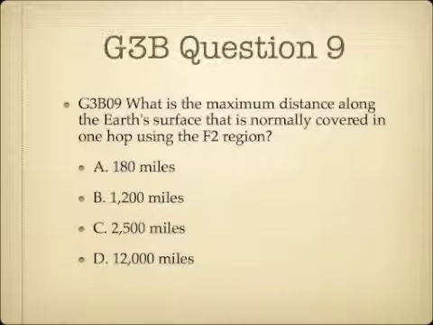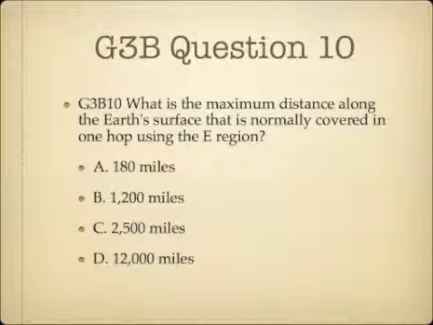Question 9. What is the maximum distance along the Earth's surface that is normally covered in one hop using F2 region? A. 180 miles. B. 1,200 miles. C. 2,500 miles. Or D. 12,000 miles. Question 10. What is the maximum distance along the Earth's surface that is normally covered in one hop using the E region? A. 180 miles. B. 1,200 miles. C. 2,500 miles. Or D. 12,000 miles.